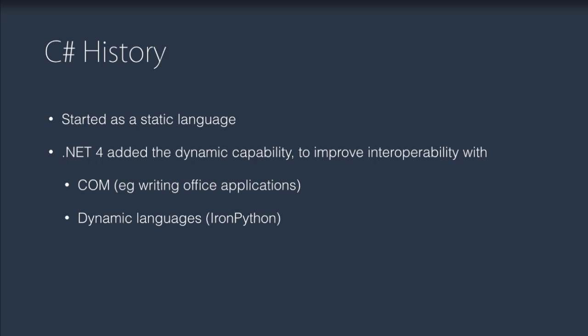Now, C# started as a static language, but in .NET Framework version 4, they added dynamic capability to it. And the intention was to improve interoperability with COM or dynamic languages in .NET like IronPython. If you're writing code for Microsoft Office applications such as Word or Excel, dynamic is a feature that is going to help you a lot. Without dynamics, you have to use reflection. What is reflection? Reflection is a way to inspect the metadata about a type and access properties and methods.